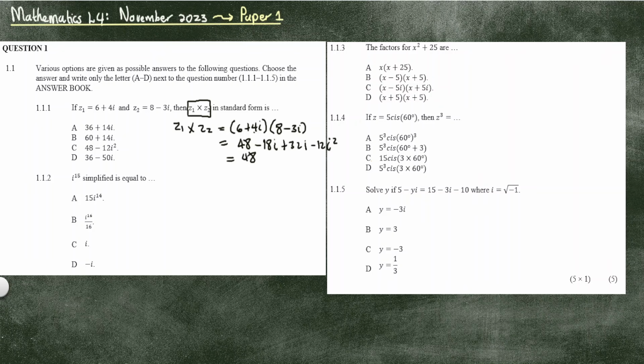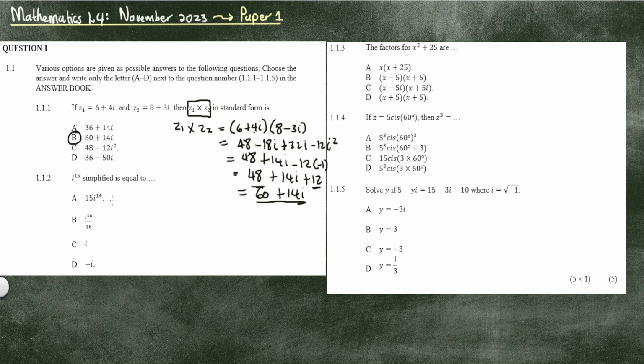Plus 32, I'm getting a plus 14i, and then a minus 12 times minus 1, because i squared is equal to minus 1. So it's 48 plus 14i plus 12. Adding, I'm getting 60 plus 14i. 48 and 12 are like terms. So the correct answer for 1.1.1 is going to be B. It's going to be the second one.